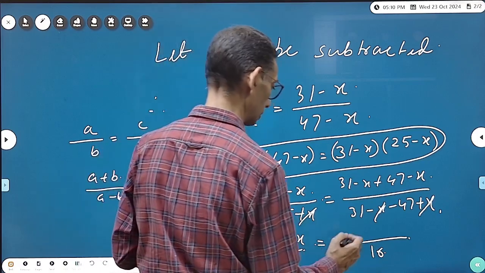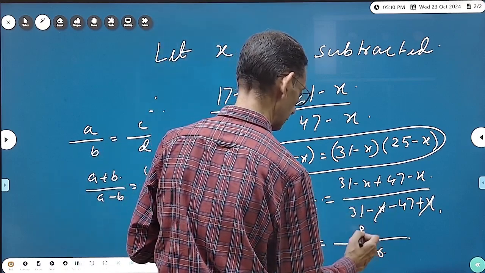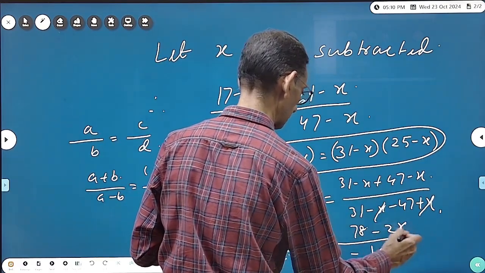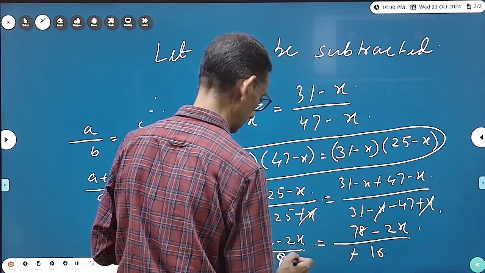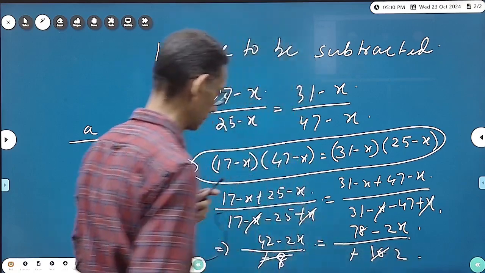And the upper part will be 78 minus 26. Minus minus cancels, 8 and 16, so we get 2. Right? Done?